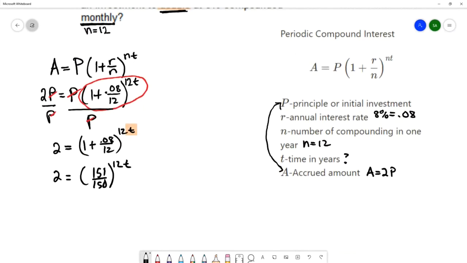Now what I have is an exponential equation, and to solve the exponential equation, I'll take the log of both sides. Do the log on the left and the log on the right. I have a power rule for logs, which allows me to move this 12t in front of the log as the coefficient of the log.